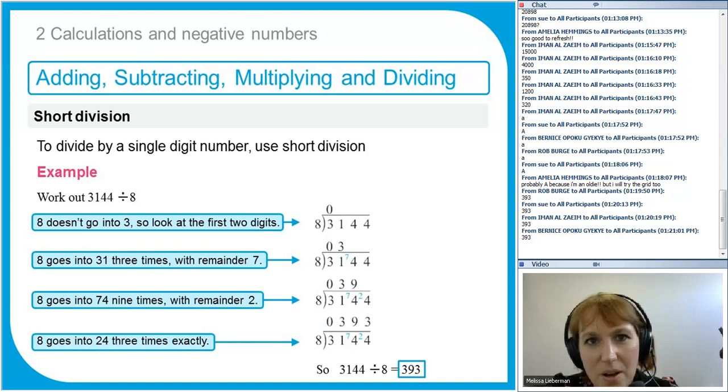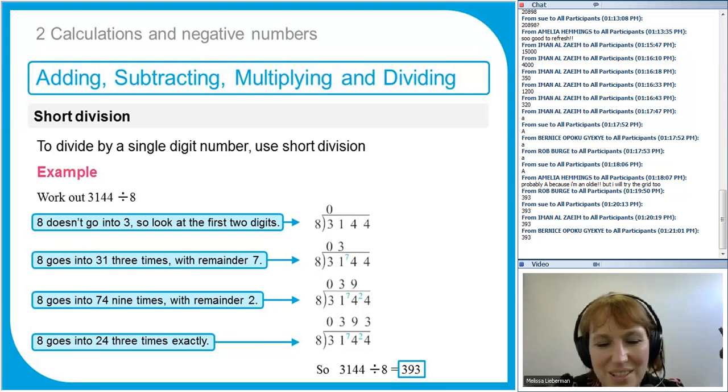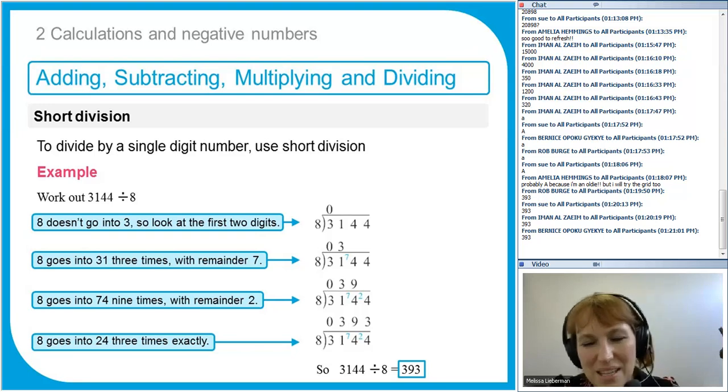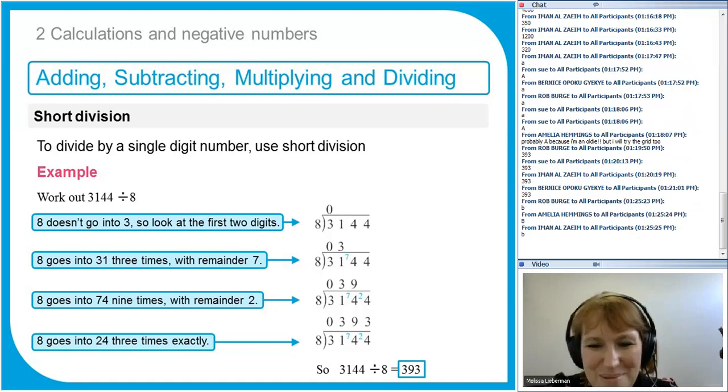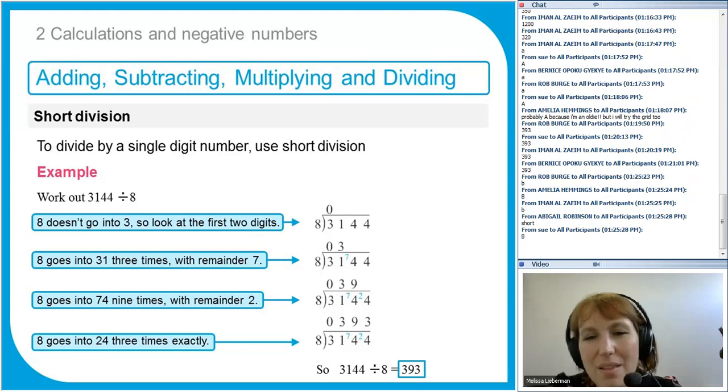So which method do you prefer? Using the fractions and halving the numbers until you get to the answer, or doing a short division like this? A is the one I showed you first with the fractions, and B is short division. Which one do you prefer? Yeah. Probably, again, you're preferring the traditional method, but that's fine.